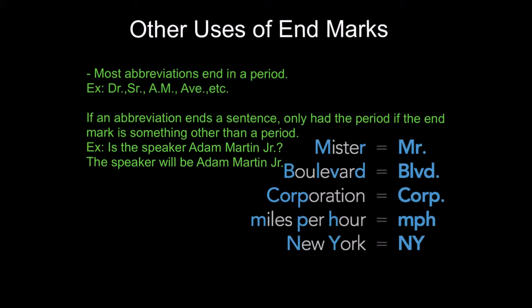Boulevard becomes Blvd. with a period. Corporation becomes Corp. with a period. And there are some examples where abbreviations don't need a period after them. For example, miles per hour, MPH, with no period. Also, New York, NY, with no period.